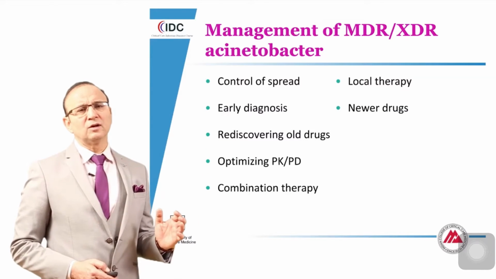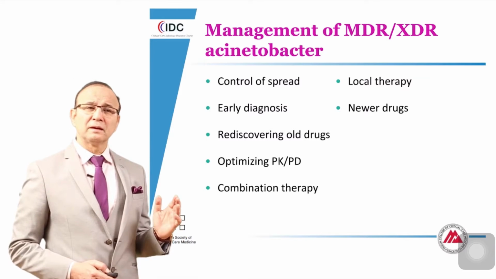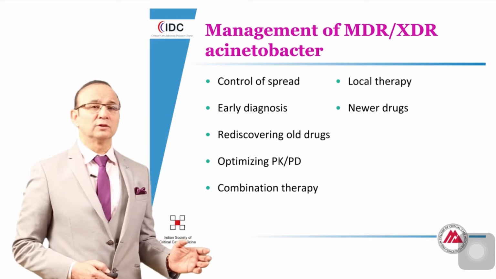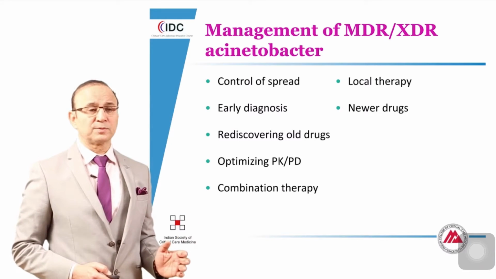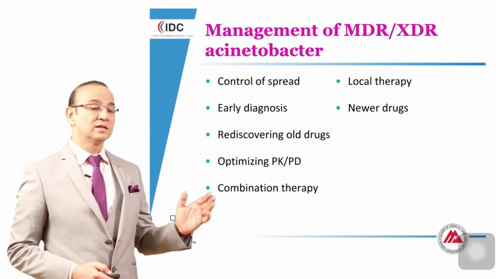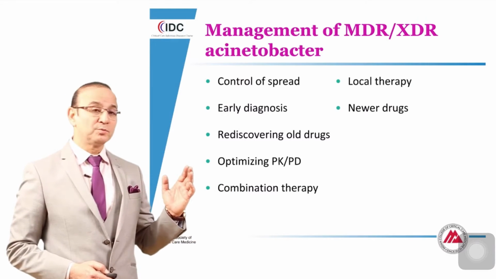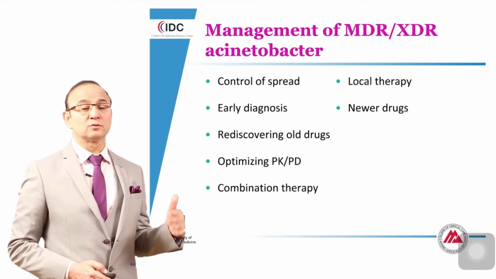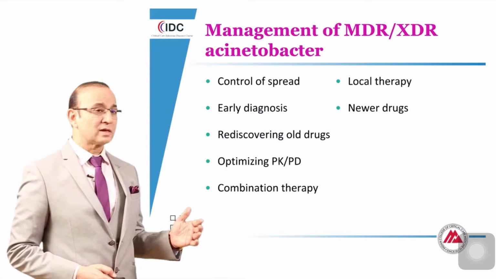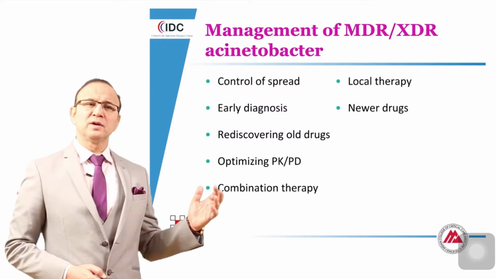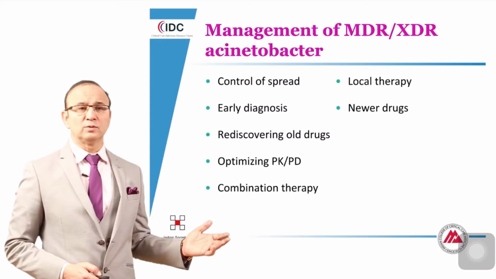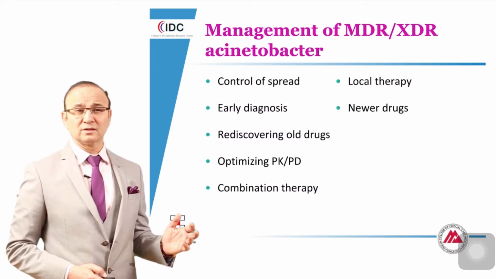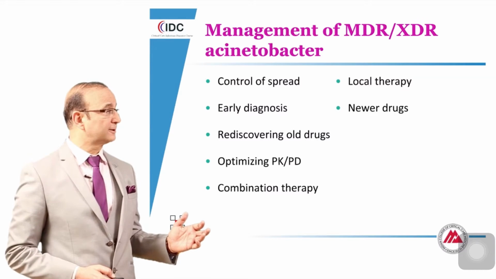So, in the management of Acinetobacter which is an MDR or XDR organism, the most important thing is that we should control the spread. We can only control the spread if we diagnose the infection very early. And we should be vigilant about these infections in the ICU if we want to treat early and prevent spread to other patients. Many of the previous drugs which we had discarded are being rediscovered and have been found to be effective in the treatment of multi-drug resistant or extensively drug resistant Acinetobacter.